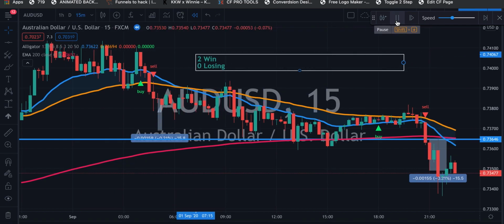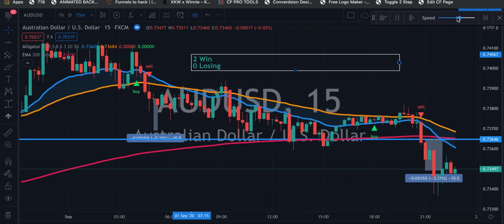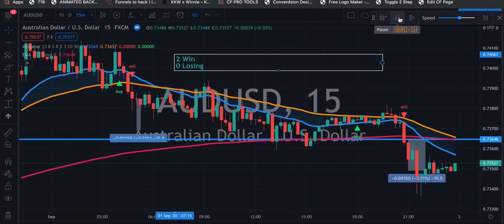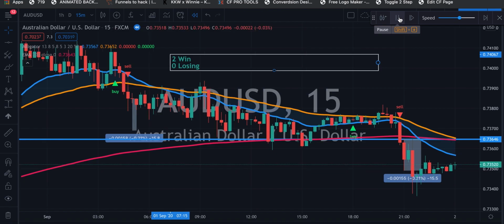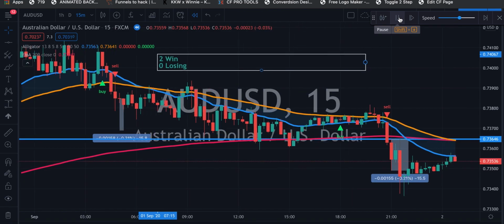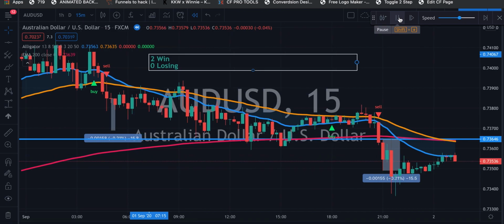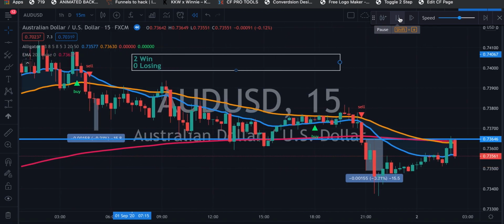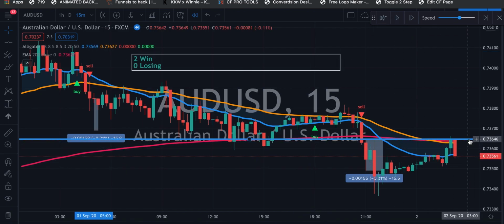And this is why you want this replay mode, guys, so you can practice. You can practice on any pair with the strategy. Just practice and just log your trades. Trade like you would. Let me take this line away too because it's very distracting.